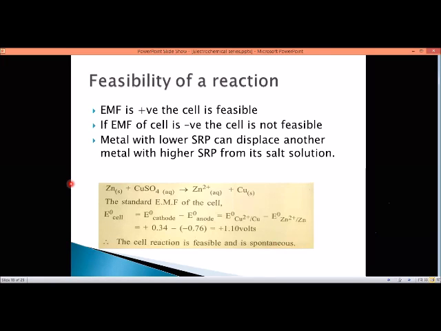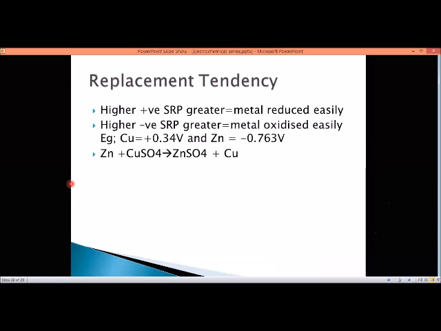Such types of cell reactions are known as feasible or spontaneous cell reactions. Okay. Next application is replacement tendency. Which metal can replace which metal? That we have to understand. A higher positive value of SRP indicates a greater tendency of the metal to assume reduced form, while a higher negative value of SRP indicates a greater tendency of the metal to assume oxidized form.